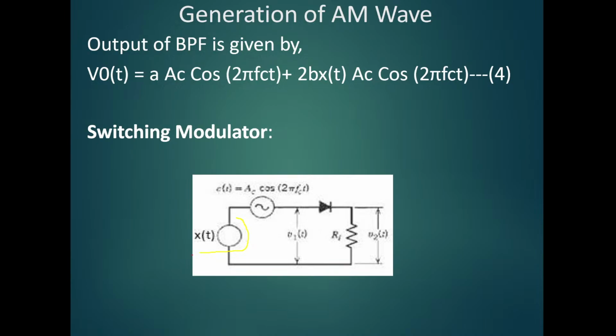It's not visible, I guess. Yes, now it's visible. This is X of t, that is nothing but our information signal. This is our carrier signal, right? Now these are connected in series, and the sum of both of them is given to the input to a non-linear device. In this case, they are using a non-linear device, which is nothing but a diode, right? Now, the output of the diode is again passed through a band pass filter, right? So in this case, instead of a filter, we have a resistor over here, because this is a switching modulator.